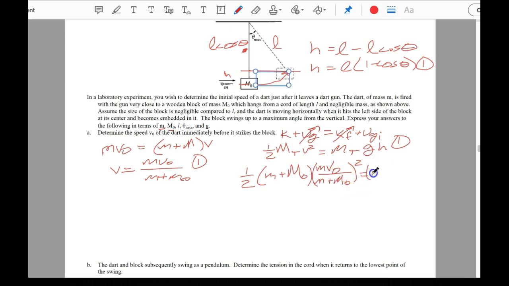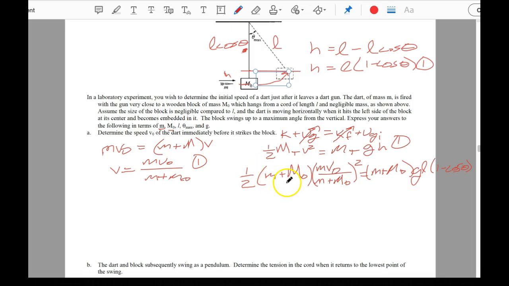So this is equal to M plus big M-O. So there is our M total, and then G times whatever H is, and we said H up here is L times 1 minus the cosine of the angle. I'm sorry, I'm writing on this darker area over here. Now that we've done that, there are several things that we can go through and cross off.